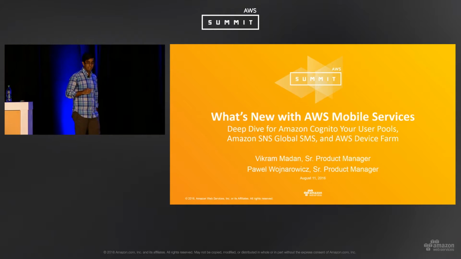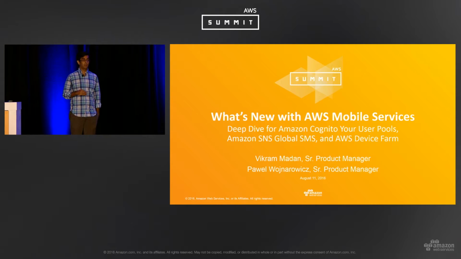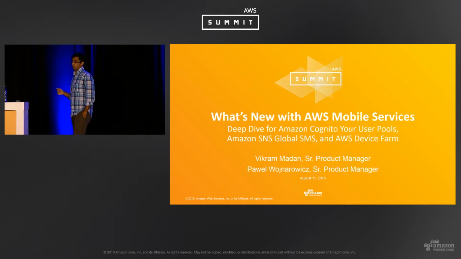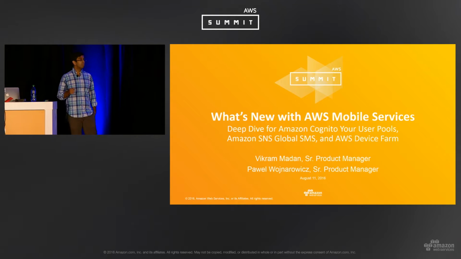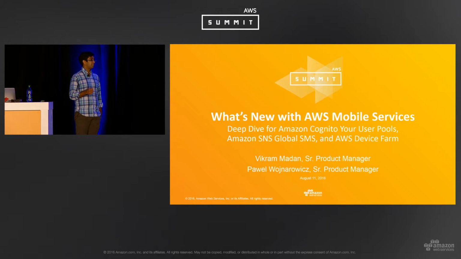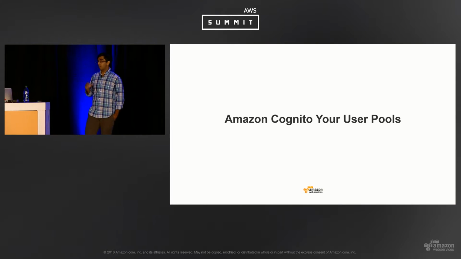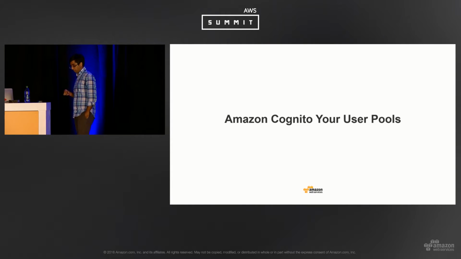So basically, there's 3 new services that we're going to touch. The first is Cognito, and specifically, we're going to cover the Your User Pools feature there. Number 2 is the global SMS feature that's part of Amazon's Simple Notification Service. And then third and finally, we will cover the new remote access feature from AWS Device Farm.